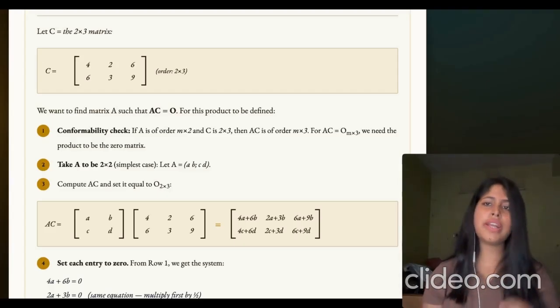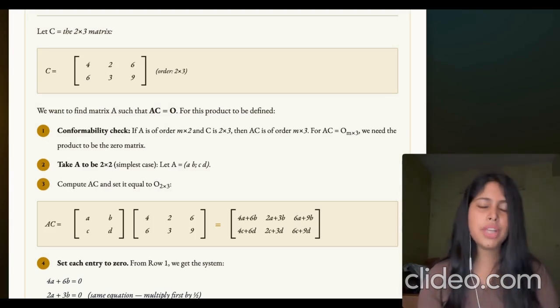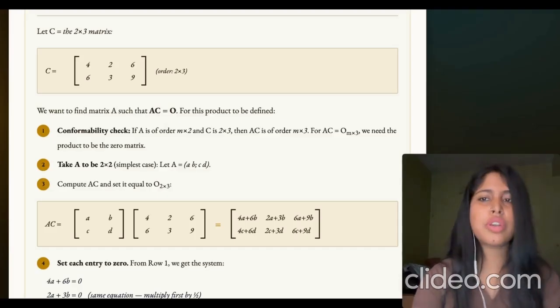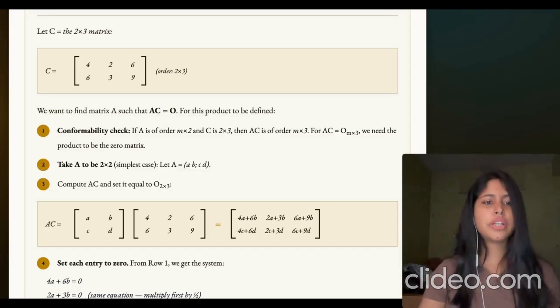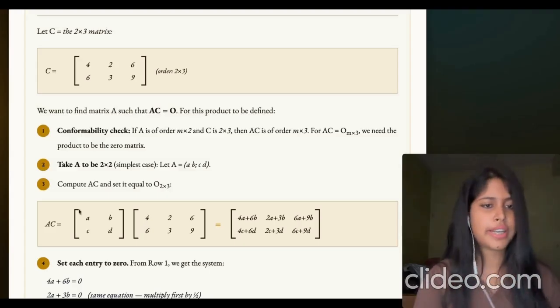For AC to be defined, A must have 2 columns from the conformability rule, right? So A is of order m cross 2 for some m. Now if I take m to be 2 for simplicity, it will be easier for us to calculate, right? Then it will be a 2 cross 2 matrix. Next, let us take a, b as the first row and c, d as the second row. Okay, now you need to do the multiplication.